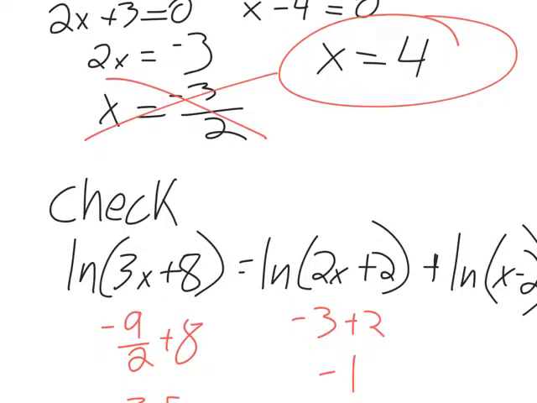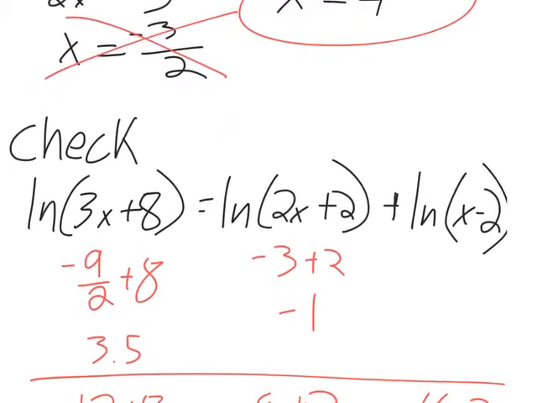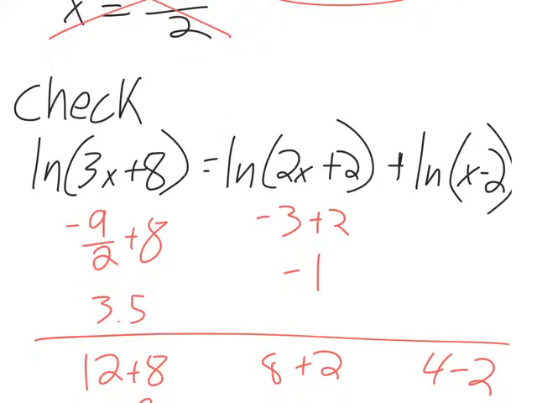So what happens is we have to check both of those, okay? So I go back up and I grab my original problem, which was this nice long logarithmic equation here, and we check each solution in every single argument. If it makes one of the arguments negative, it won't work, so I can mark it out at that point. So plug in the negative 3/2 that we got first. Right here will give me a negative 9/2 plus 8. That's a positive 3.5, so we're okay there.